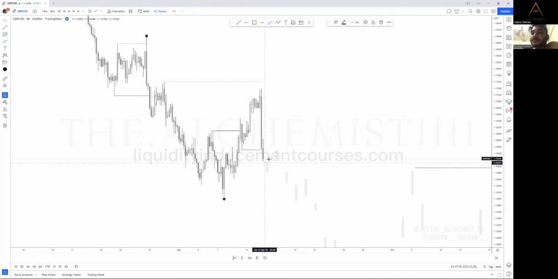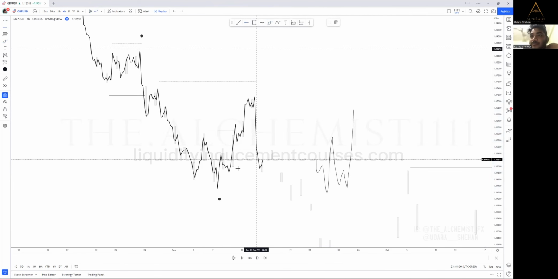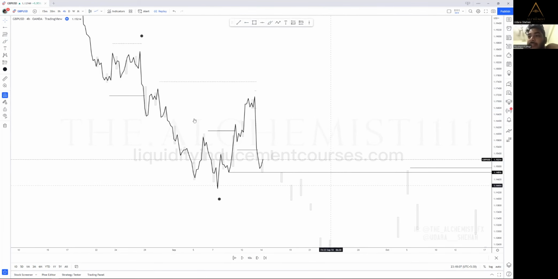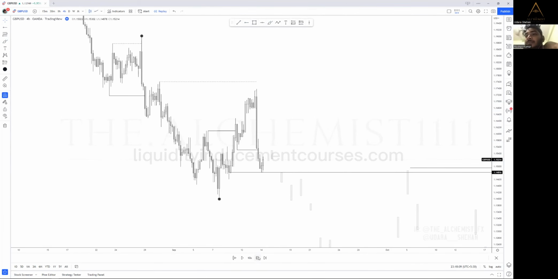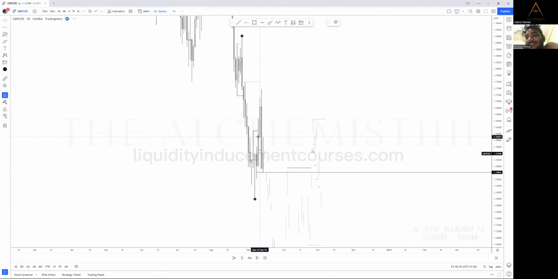From here, we got a little pullback. From where? Once again, look at this setup. What is this? Strong low, Asian lows liquidity, like this, and the support. Okay, so what happened? Look at this. Can you see the buy? A buy, and then it's going to fall off from this daily order block right here. That was created on us.